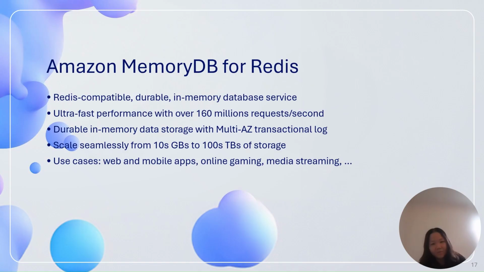Amazon MemoryDB for Redis is a Redis-compatible, durable, in-memory database service. Ultra-fast performance with over 160 million requests per second. Durable in-memory data storage with a multi-AZ transaction log. Scales seamlessly from 10 gigabytes to 100 terabytes of storage. Use cases: web and mobile apps, online gaming, and media streaming.